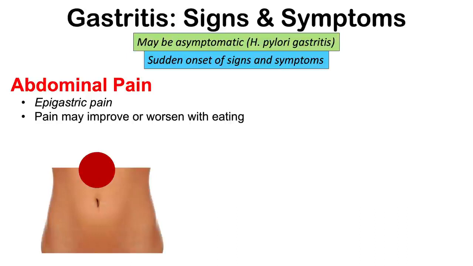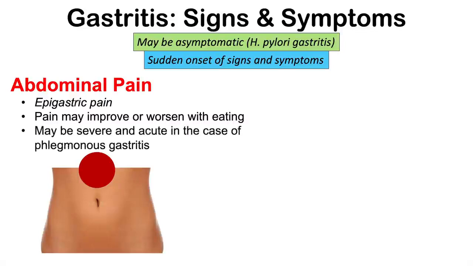And that pain may improve or worsen with eating. So it doesn't necessarily follow any pattern, but there can be some change with eating. And in some very rare cases, this pain can be very severe and acute, as would be found in the case of phlegmonous gastritis. That's where the stomach becomes gangrenous.